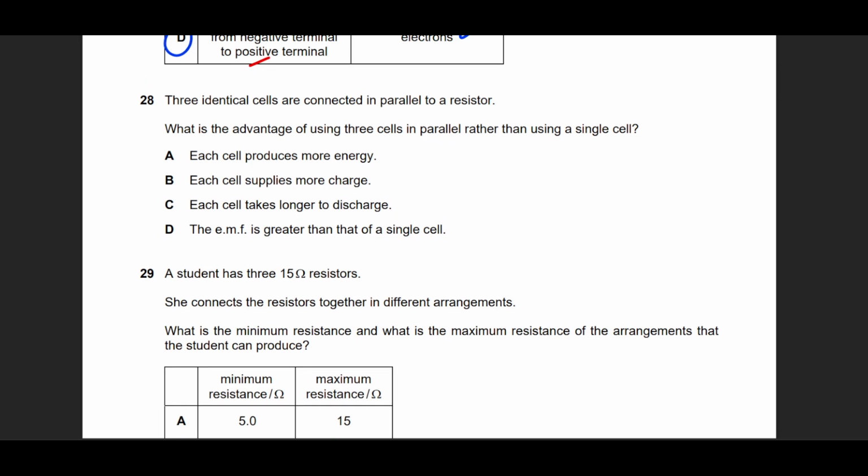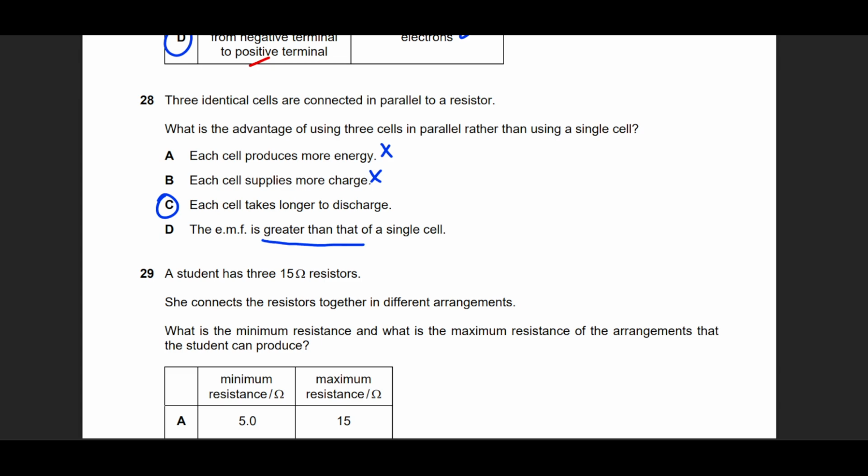Question number 28. Three identical cells connected in parallel to the resistor. Again, this is a very straightforward question, exactly picked from the book. What's the advantage of connecting cells in parallel? It is so that they last longer. That is going to be option C. Cells produce more energy? No. Cells supply more charge? No.